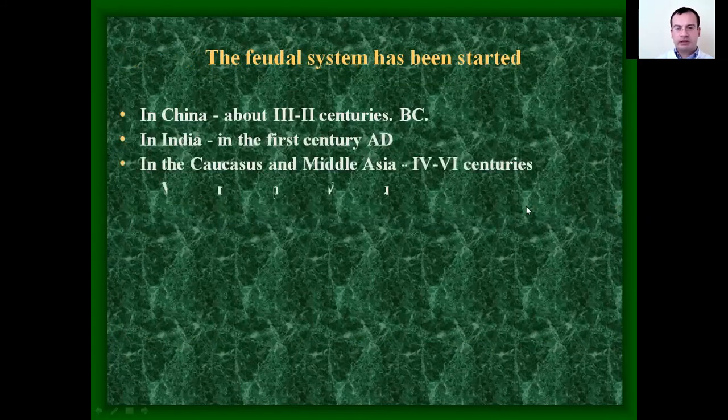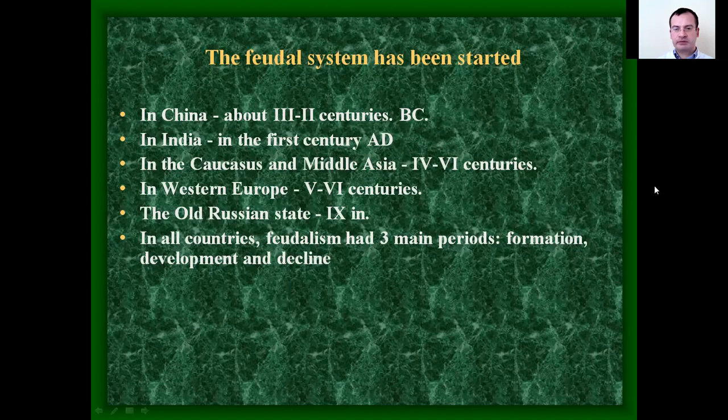The feudal system started in different countries in different centuries. In China, it started about the 3rd to 2nd centuries BC. In India, in the 1st century AD. In Central and Middle Asia, from the 4th to 6th centuries, in Western Europe from the 5th to 6th centuries, in the old Russian state in the 9th century. And in all countries, feudalism had 3 main periods: formation, development, and decline.